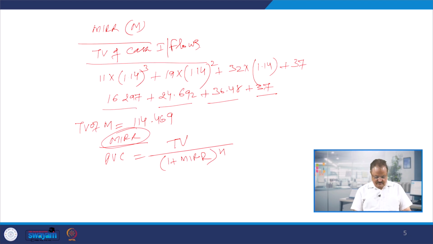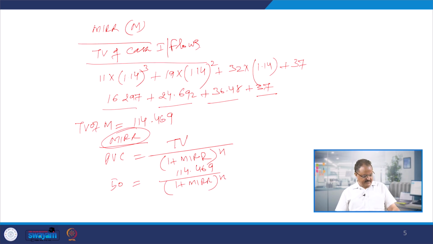And in this case, we are given the present value of the cost. So if you want to put the values here, we have to take all these values and put them here. So finally the present value of the cost, 50 million, is equal to the terminal value, 114.469, divided by (1 plus MIRR) power n, right? And if you finally solve this, you will get an equation.